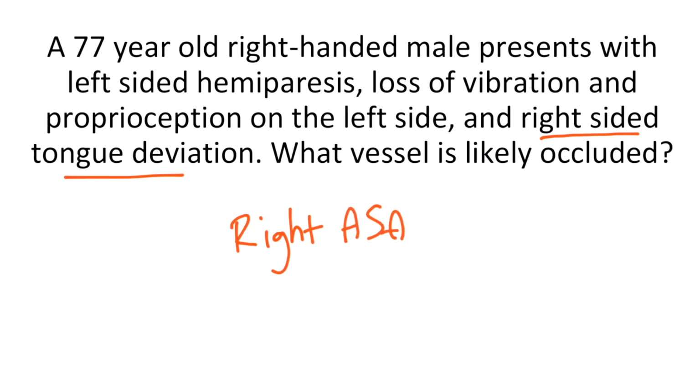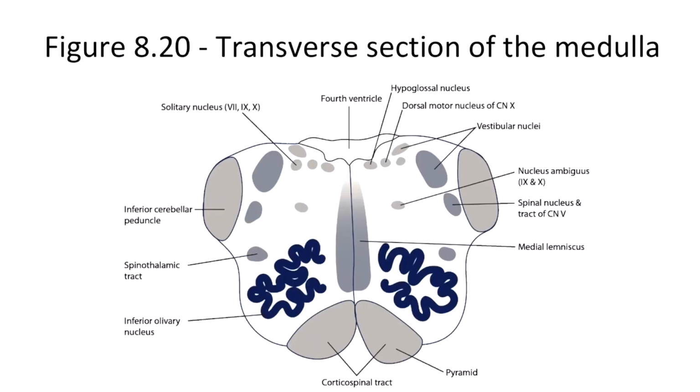Let's pull up some images to review the patient's symptoms. On this slide, we have figure 8.20 showing a transverse section of the medulla. Recall from part 1 of this section that the paramedian branches of the ASA supply blood to approximately this region right here. As we can see, the hypoglossal nucleus is right here, and because this nucleus is so medial and deep, it can become ischemic during an occlusion of the ASA or the paramedian branches of the ASA.